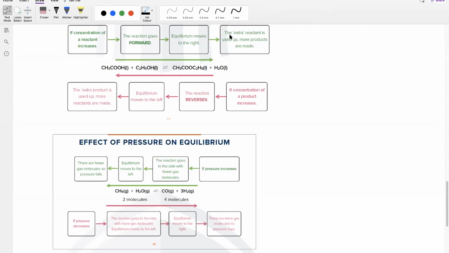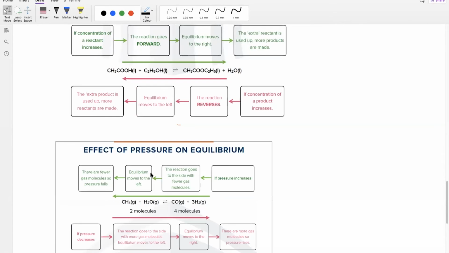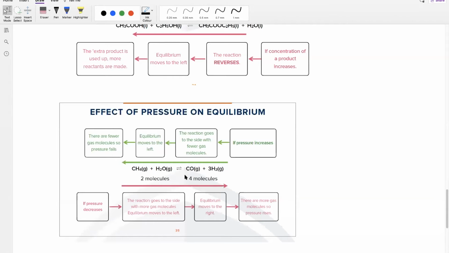So what happens is that there are 4 moles on the right side and 2 moles on the left side, so the 4 will react and go to the left side. So if I increase the pressure, it's going to go towards the side that has less gases, so that it decreases the pressure. Similarly, if I decrease the pressure, it's going to go towards the side that has more moles of gases, so that it increases the pressure. So all that the reaction is trying to do is counteract whatever change I do. Okay, so that is the effect of pressure on the equilibrium.